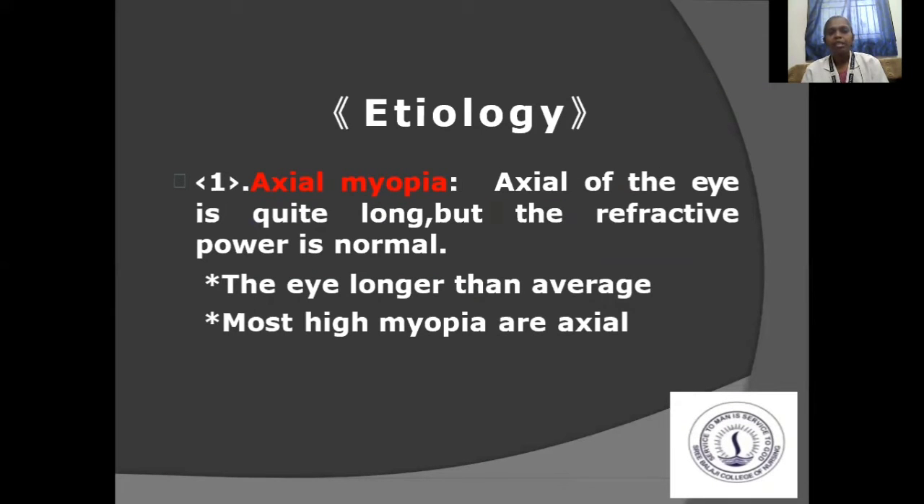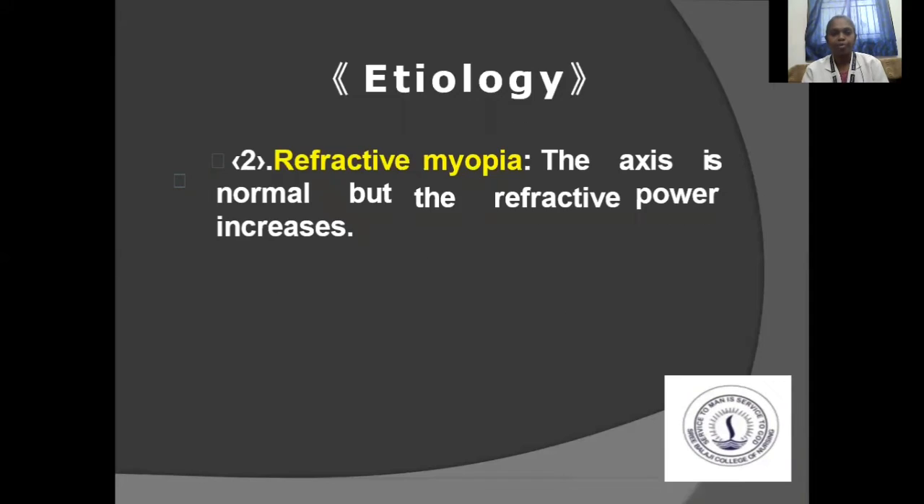Now we'll see the commonest etiology for myopia. There are two causes. The first one is axial myopia. In axial myopia, the axis of the eye is quite long, but the refractive power will be normal. But since they have a long axis of the eye, they won't be able to visualize properly. The eye is longer than that of average people. Most people who have high myopia have this axial myopia type.